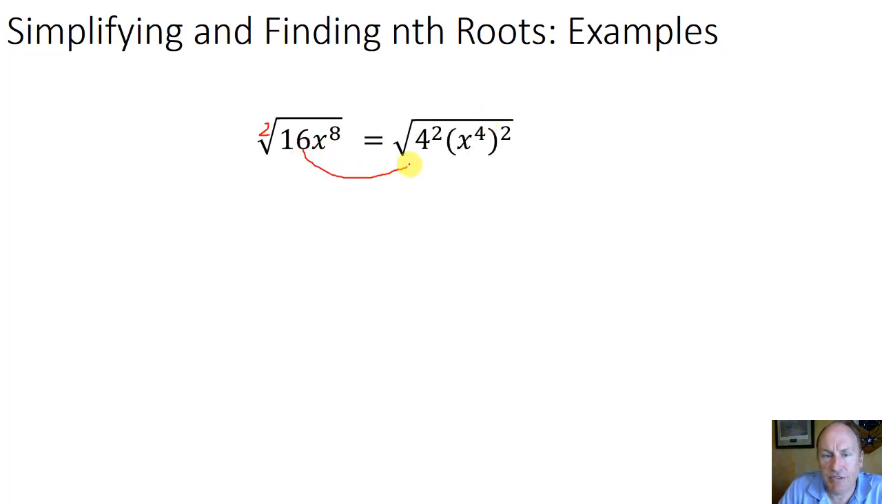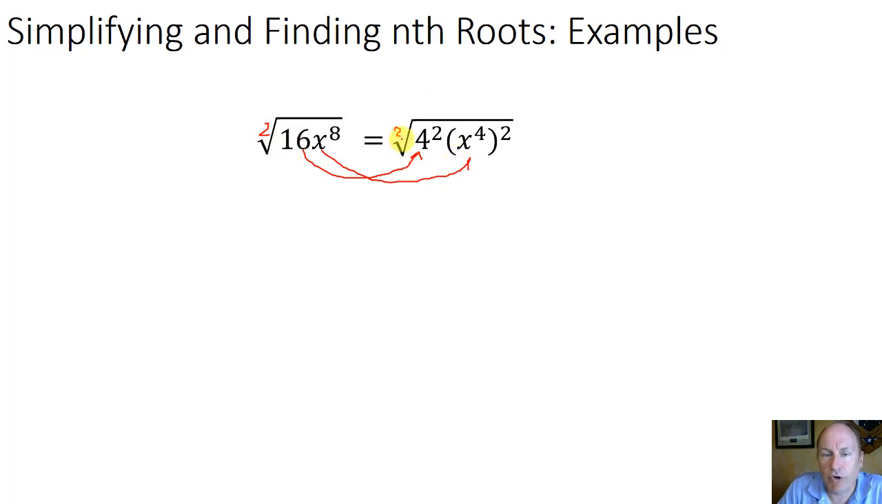So I can break that up. 16 is the same thing as 4 to the second power, and x to the 8th is the same as x to the 4th raised to the second power. To be able to simplify this, I need to get things that are raised to the second power so that the second root, or square root, and second power cancel each other out. They're inverse operations. So take each term in the expression and try to find the number which, raised to the power that the index is at, gets us that number.